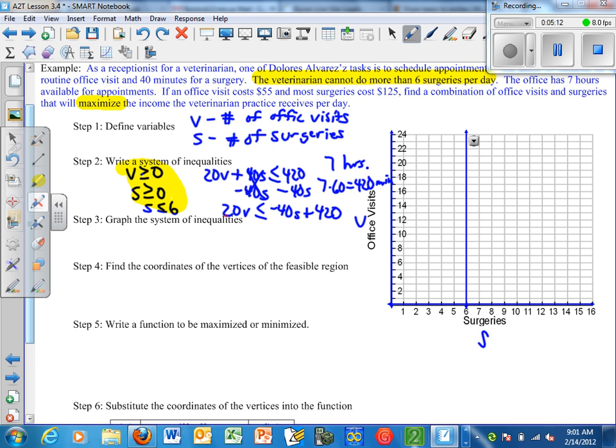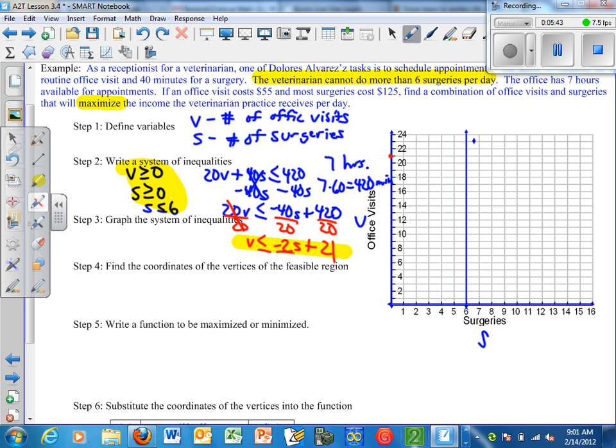So now I'm going to divide by 20. I'm getting this in slope-intercept form. Normally we solve for y, but on the y-axis is v, the office visit. So that's why I'm solving for v here. So v is less than or equal to negative 2s, negative 40 divided by 20, plus 21. So this is that inequality in slope-intercept form. So 21 would be the y-intercept, so we're right there.